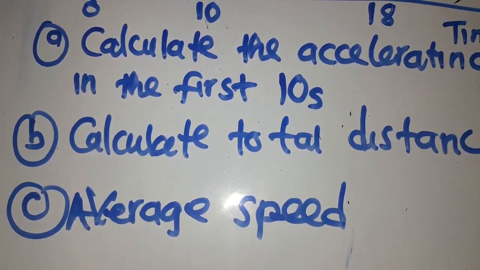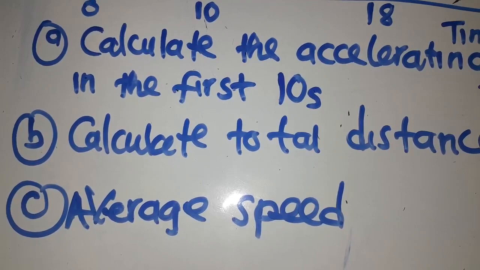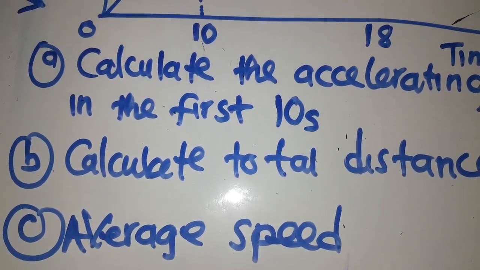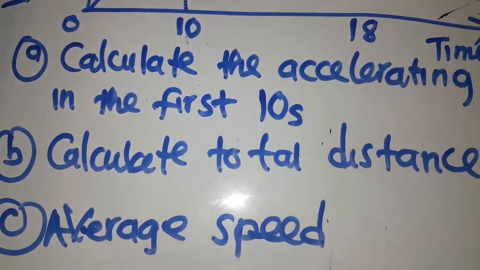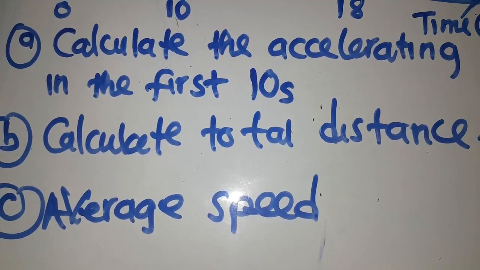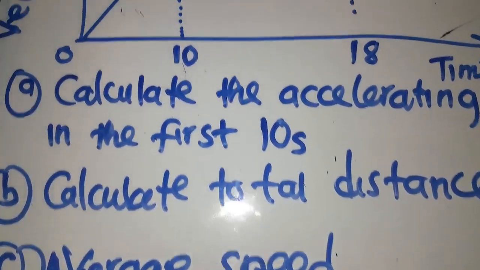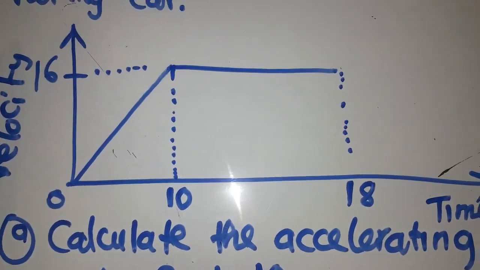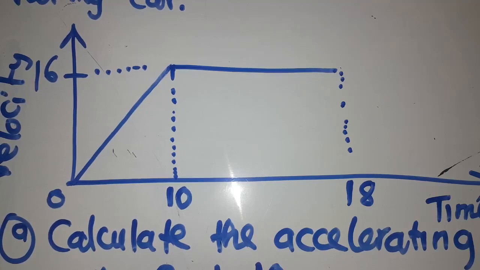So let's answer this question. Let's see if we have understood what we've gathered so far. These are the questions. You can pause, then copy them down. Then this is the graph. The graph is just like this. Let's see how we are going to answer this, and if we've really understood what we've learned.